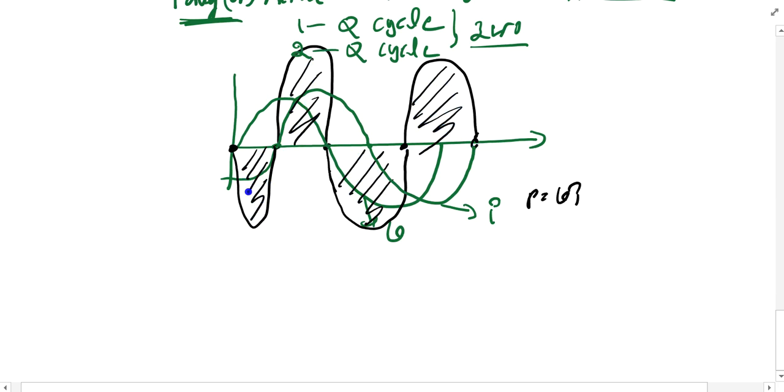For this, this is one quarter cycle, this is one quarter cycle, this is one quarter cycle, this is one quarter cycle. For one quarter cycle your inductor or capacitor takes the energy, and for another quarter cycle your inductor and capacitor returns the energy. Therefore the average power consumed by your inductor and capacitor is 0.